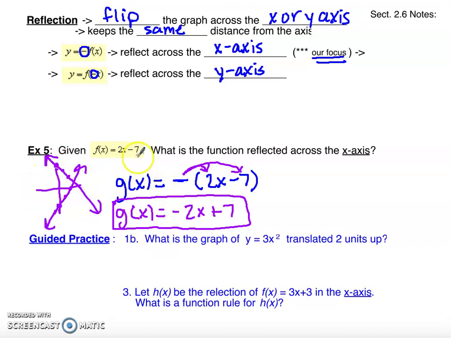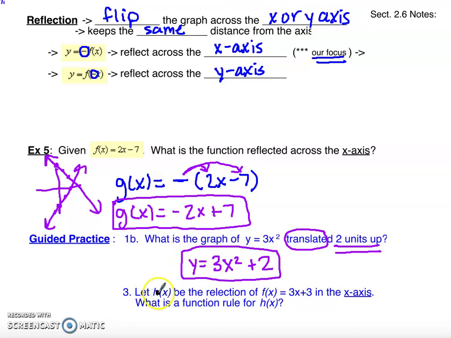Guided practice: what is the graph of y equals 3x squared translated 2 units up? So now we're reviewing the translation part again. 2 units up. Does that go inside parentheses with the x, or does that go behind? That goes behind, and it is what it is. So up 2 would be plus 2.